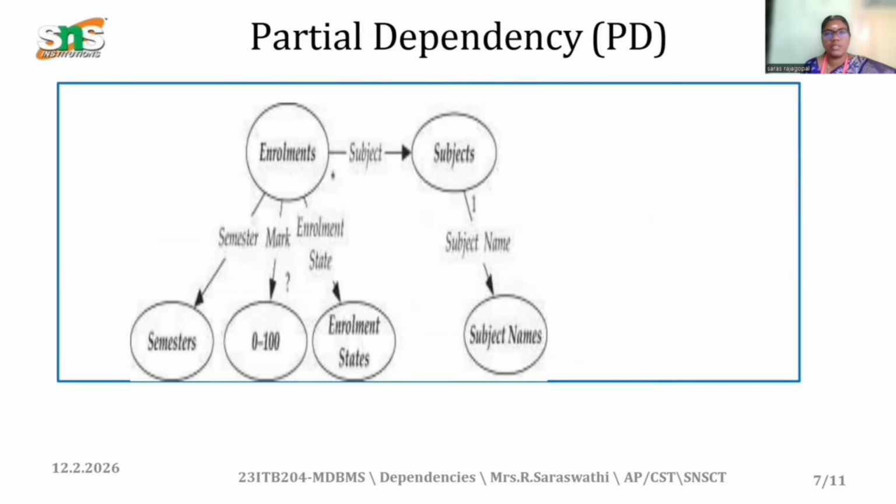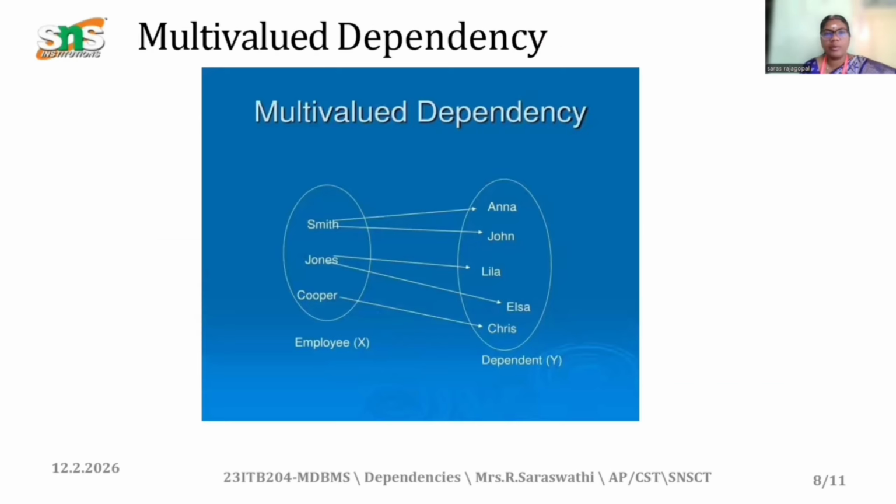Partial dependency is when, if X goes to Y, Y is dependent on only part of X, that is, on a part of the attribute set. This is an example of a partial dependency.